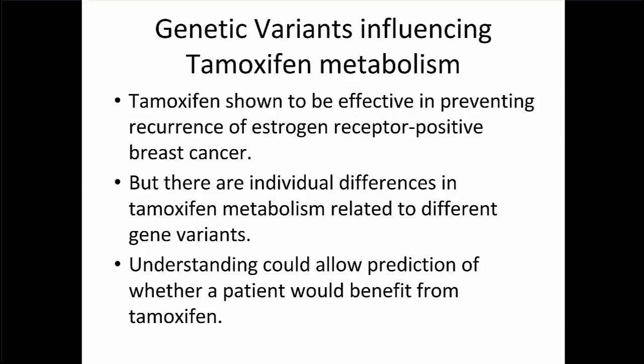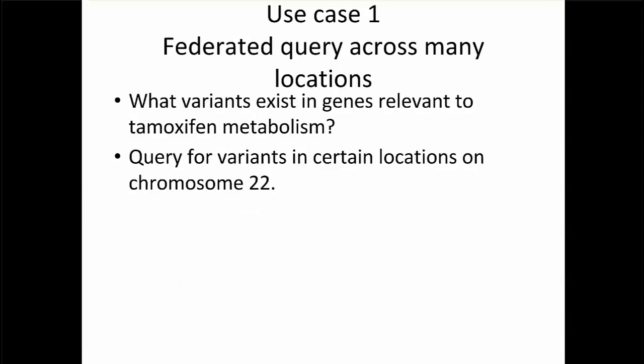If we thoroughly understood the relationship between the genetic variants and tamoxifen metabolism, we could predict whether a particular patient would benefit from tamoxifen. A researcher could use Zato to find genetic data for people who have variant versions of specific genes of interest, querying many different sites in one query.